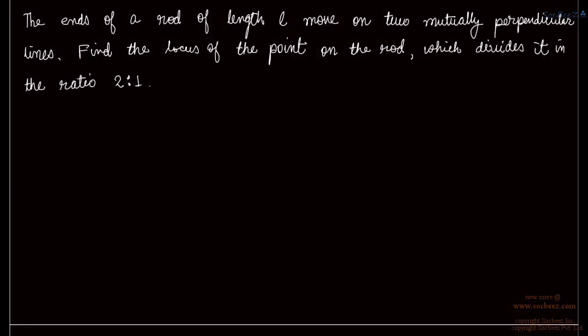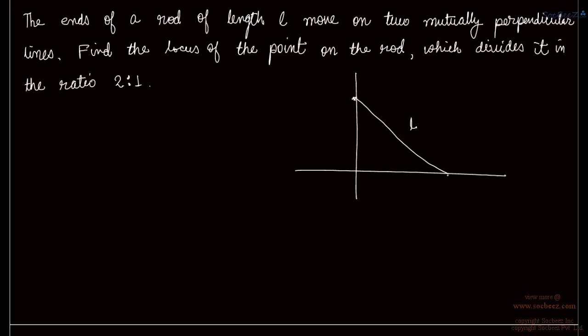So let us have an illustration on a locus of a point. The ends of a rod of length L move on two mutually perpendicular lines. Find the locus of a point on the rod which divides it in the ratio 2:1. So let us have two perpendicular lines, and ends of a rod of length L move on to these lines. So say this is a rod of length L which is moving on this line.